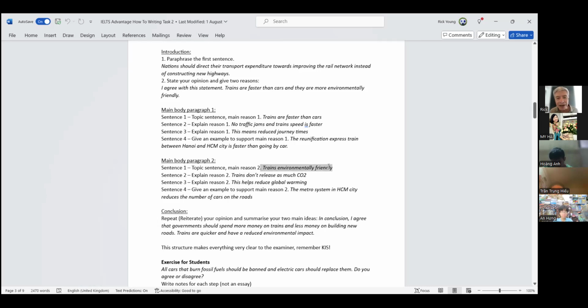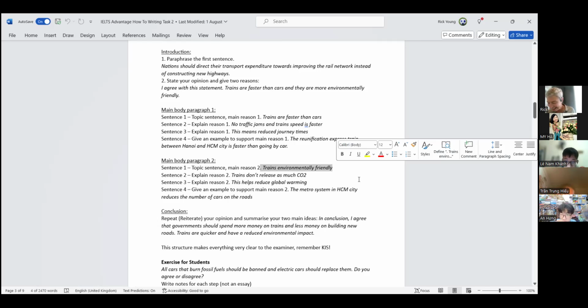Trains are environmentally friendly. Why do I think trains are environmentally friendly? Nam Kang. Yes, I'm here. In my opinion, trains are environmentally friendly because firstly, they don't release as much carbon dioxide as cars and other means of transportation. And if you are using the train, you can reduce the global warming effects.